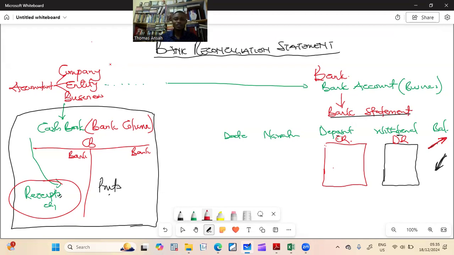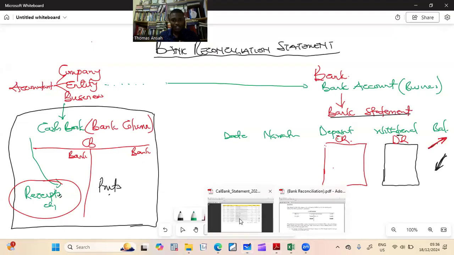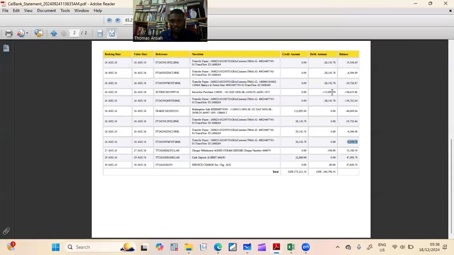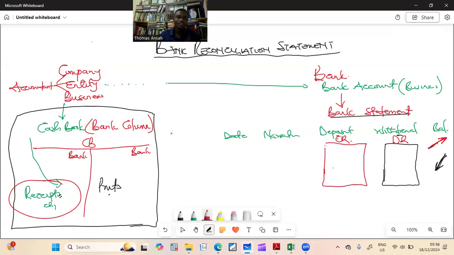Now, what are the reasons why these things will happen such that the bank statement and the bank side of your cash book are not the same? What will cause that? I'm going to give you different reasons. You've already seen some of them now, that sometimes the bank can make mistakes. So you saw the mistake the bank did, and when they were correcting it, you saw that they corrected it in such a way that there is a 0.01 difference in there.